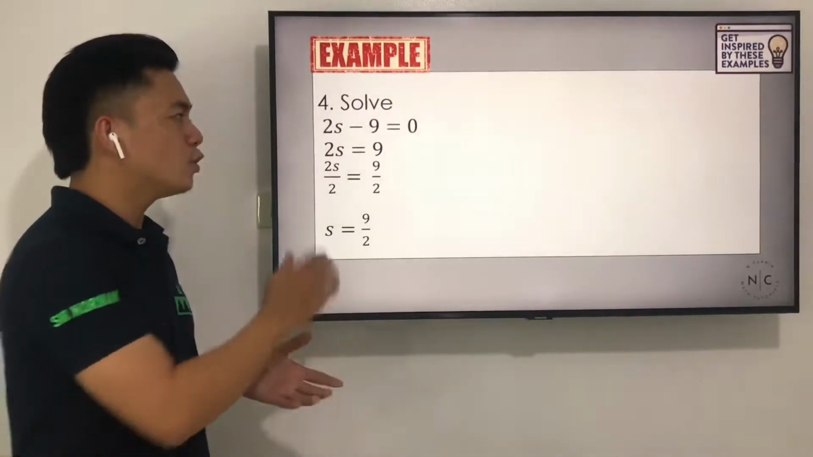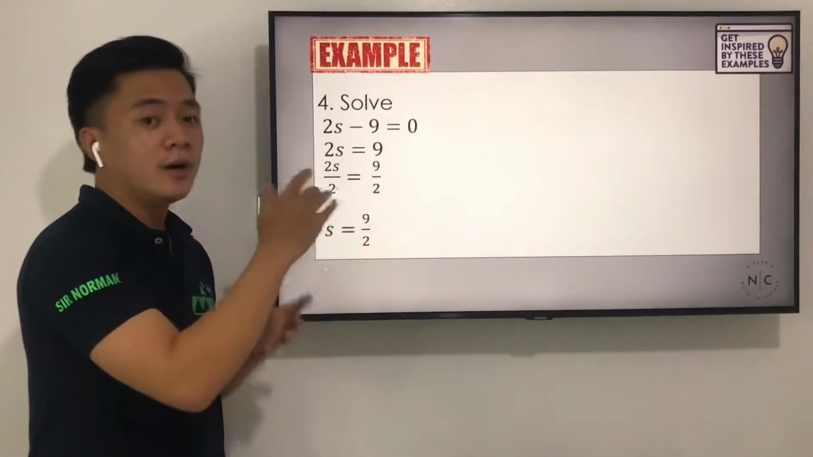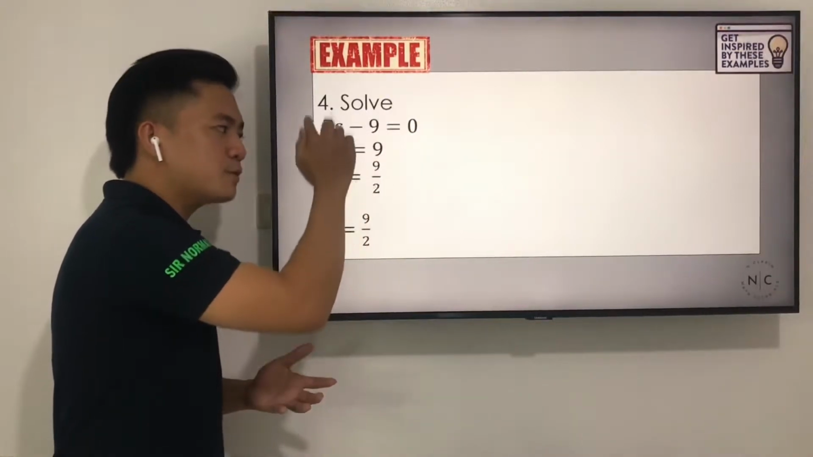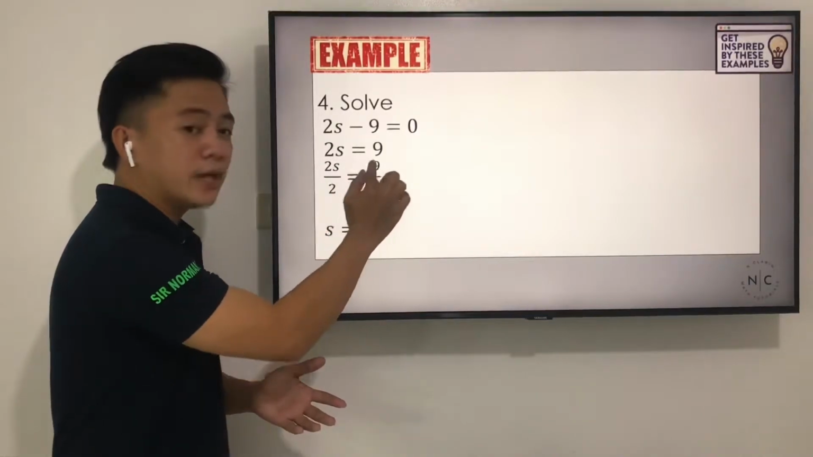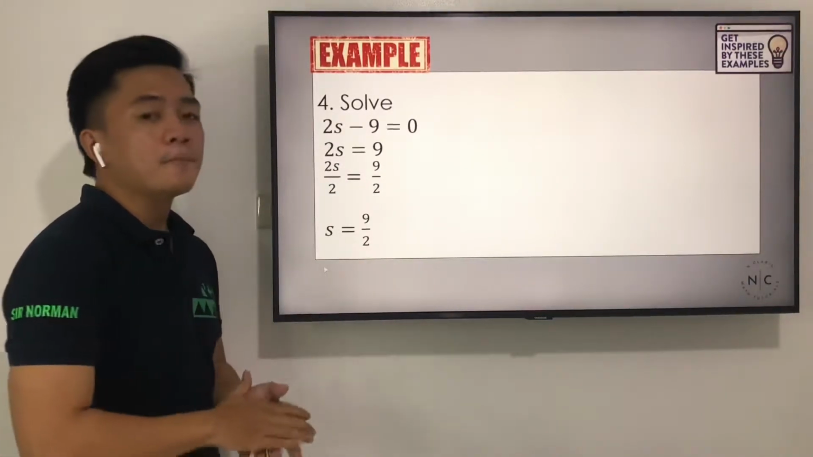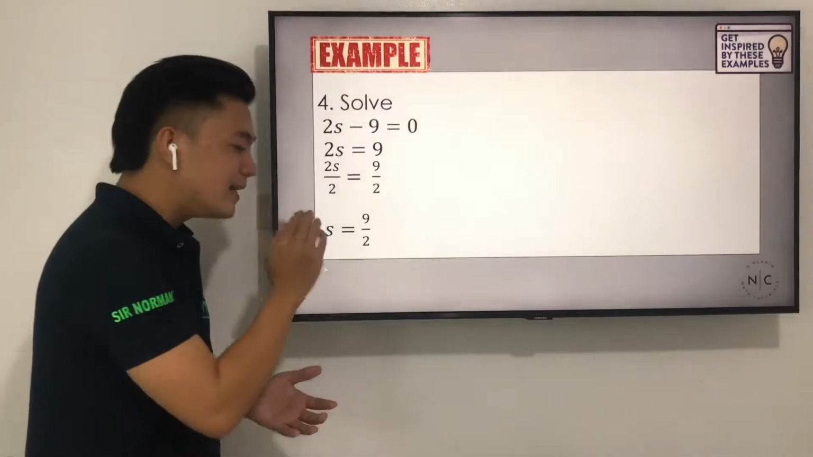Gagamitin naman natin yung 2s minus 9 is equal to 0. Same process, yung negative, transpose natin, magiging positive. So, 2s over 2 is equal to 9 over 2. So, the value of the other s is 9 over 2.